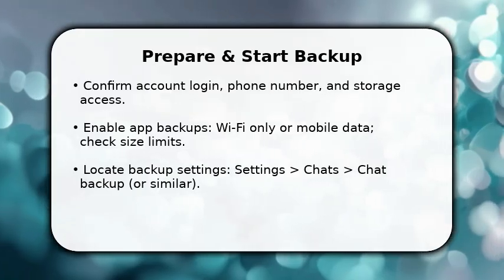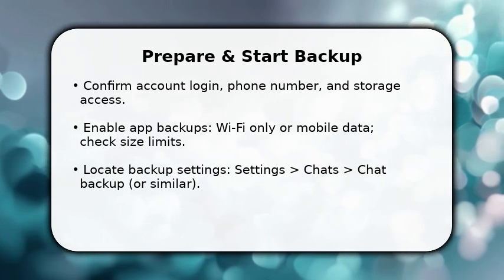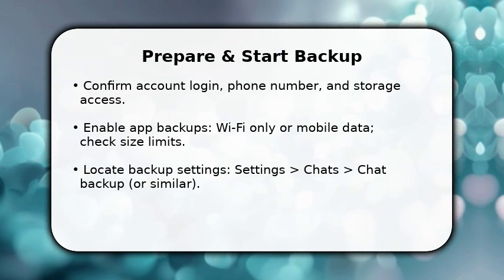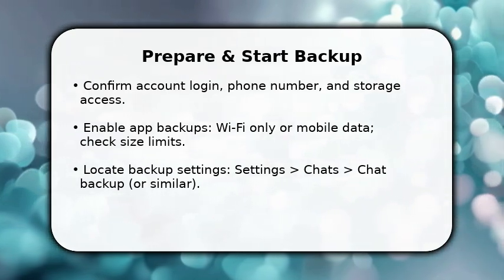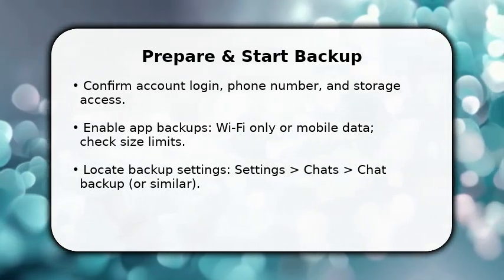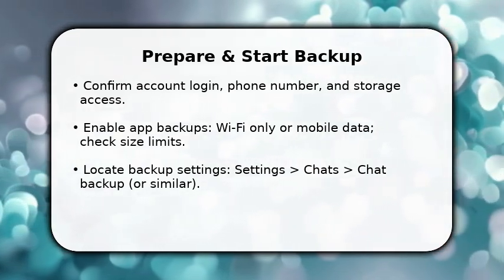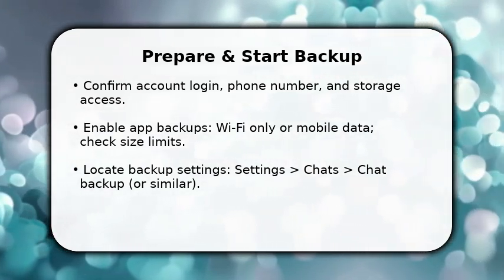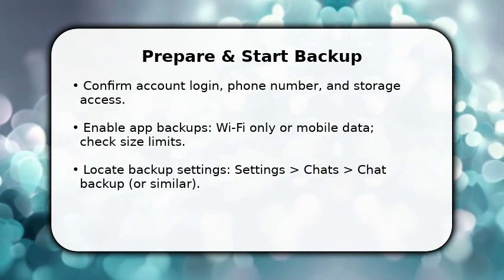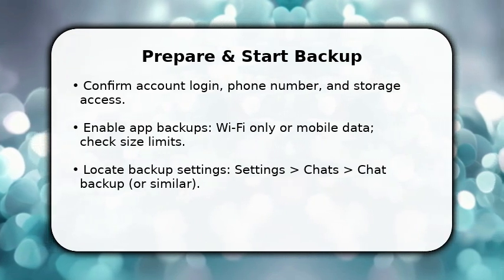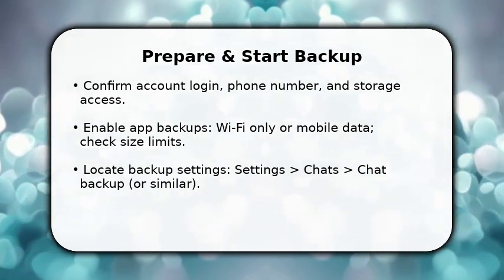You begin by confirming the account and permissions required to access backups. Sign in and grant storage access so files can be saved or restored. Once done, open the app's chat or backup settings and choose your backup destination, cloud or device. Make sure Wi-Fi backup is selected if you want to avoid data charges, and tap the immediate backup button to create a fresh copy before you proceed to extraction or transfer.